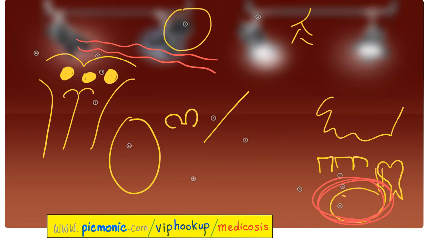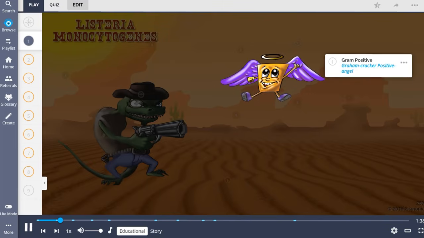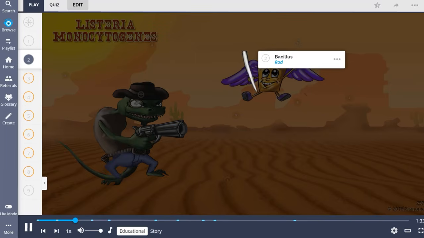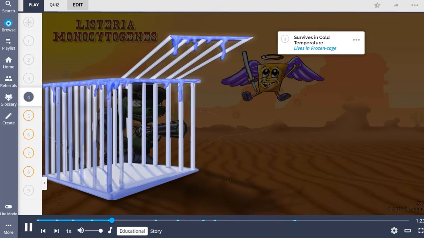Next, we'll talk about Listeria monocytogenes in two Picmonics. Listeria monocytogenes, represented by the lizard wearing a monocle and jeans, is a gram-positive bacterium, shown in the Picmonic with the gram-positive angel, and is a bacillus or rod-shaped bacterium, which is why this image has the rod. It is a facultative intracellular microbe, represented by the lizard in a cell, and is capable of surviving in cold temperatures, shown by the frozen cage.